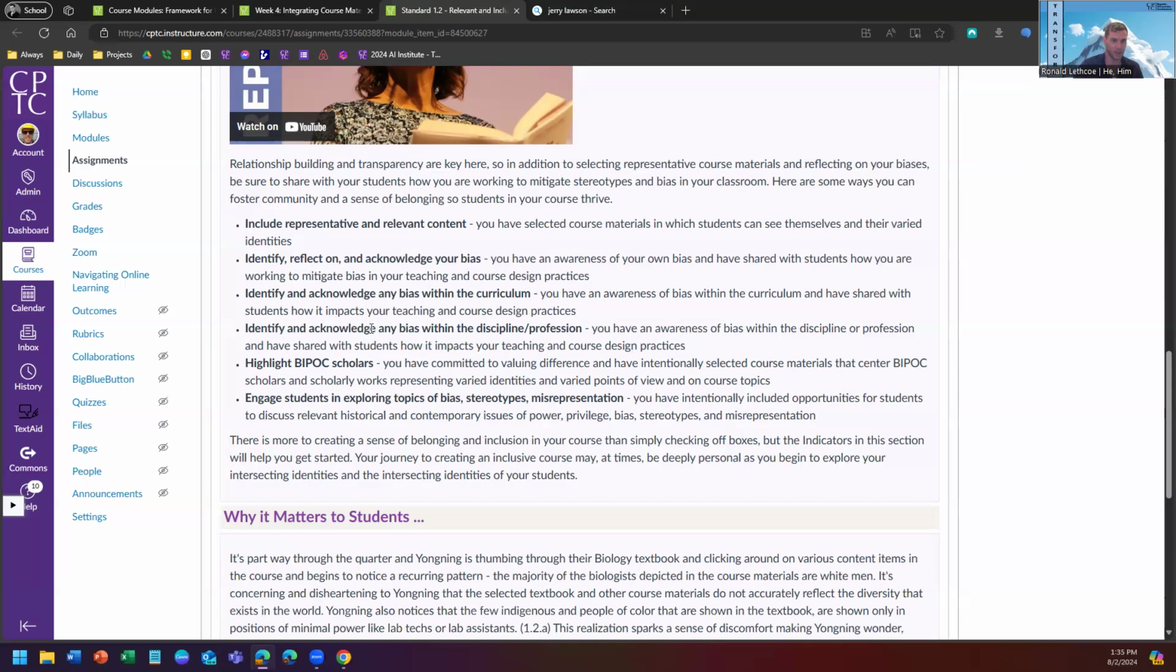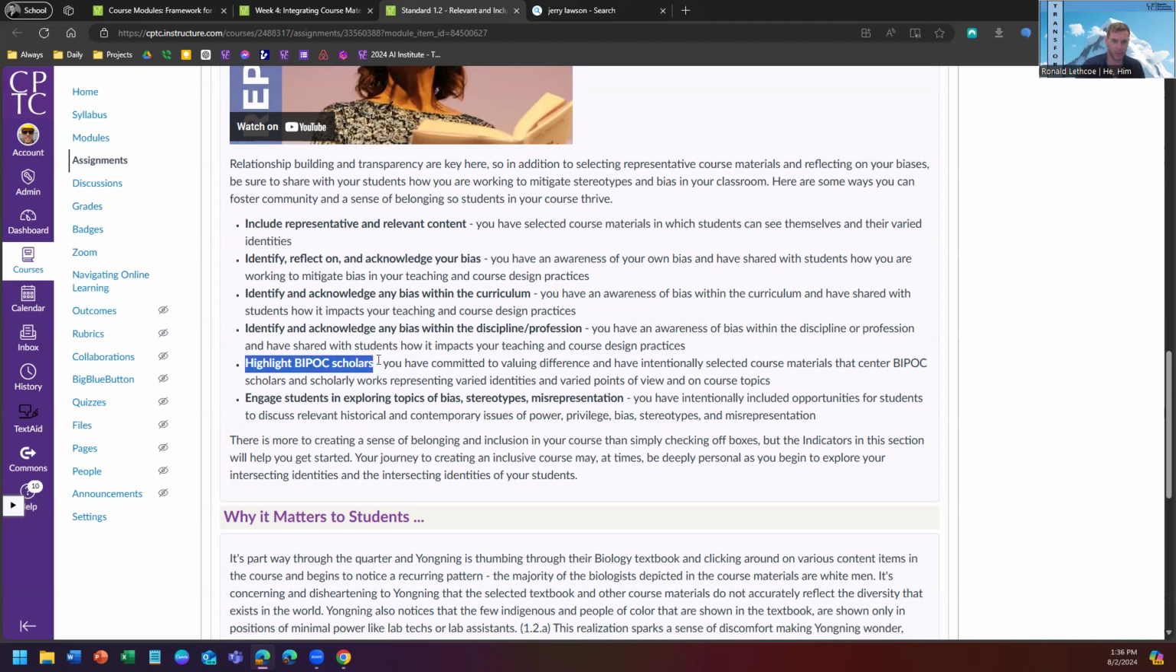Identify and acknowledge any bias within the discipline or profession. So I think I said this up top. Something like, if you're going to be a welder, you have to be a strong man to handle picking up all the metal and all the dangerous tasks, right? There might be some bias that you have going in, but then you step over to the welding building and you see Amelia out there teaching everybody how to do the welding.